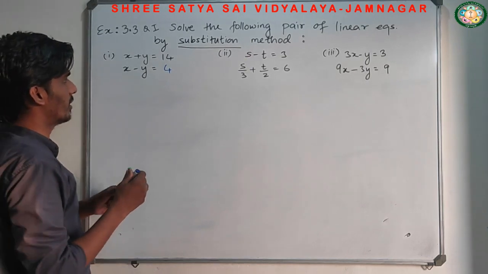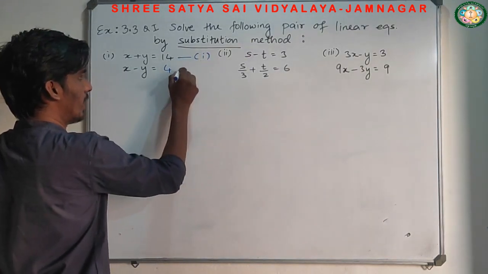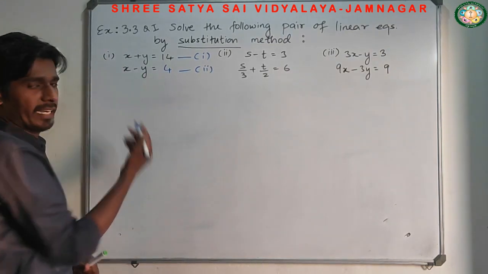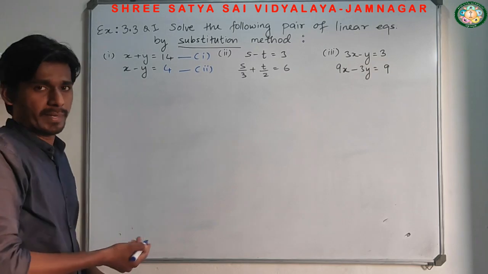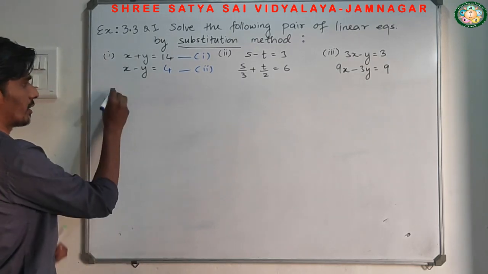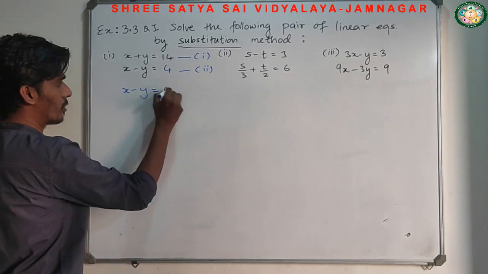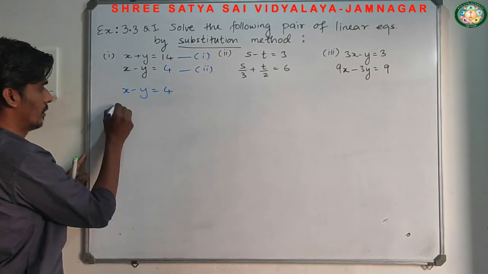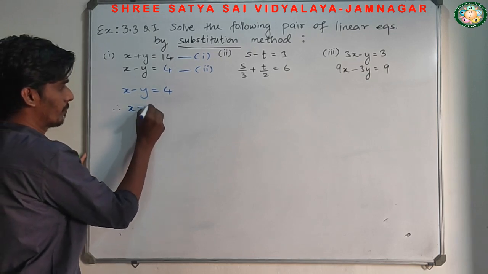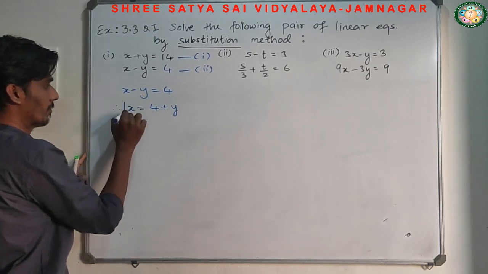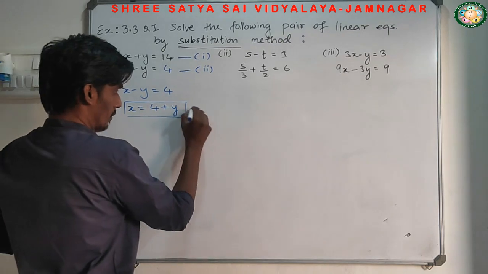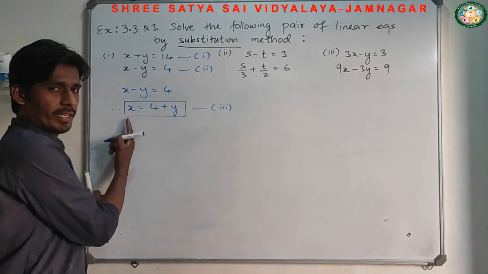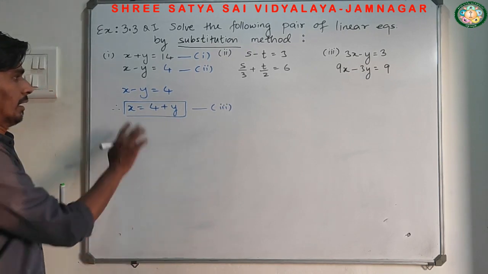Now say this is equation 1 and say this is equation 2. You can use any of the equations, whichever you find simplest. I am going to use the second equation, x minus y equals 4. Take minus y to the other side. Therefore x equals 4 plus y. Say this is equation 3. I got the value of x in the form of y.